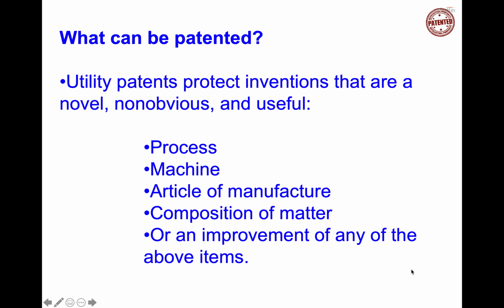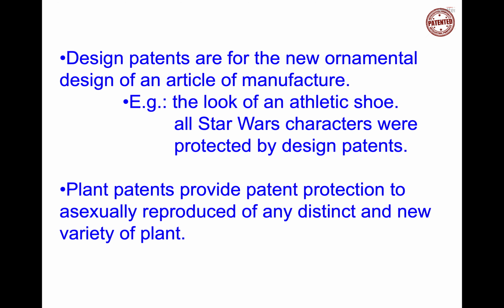Right, what can be patented? Utility patents protect inventions that are novel, non-obvious, sorry I forgot to put the hyphen there, and useful, such as processes, machines, articles of manufacture of any kind, and compositions of matter. For example, a unique design of a chair which is very ergonomic, or an improvement of any of the above four items. Design patents are for the new ornamental design of an article of manufacture. For example, the look of an athletic shoe or Star Wars characters. Did you know that all Star Wars characters are actually protected by design patents?